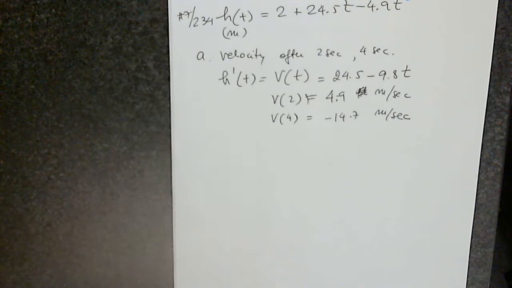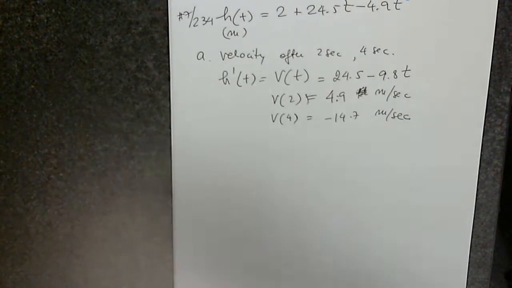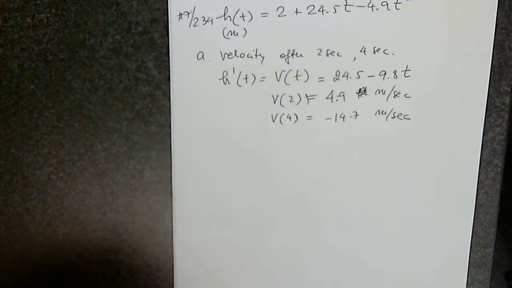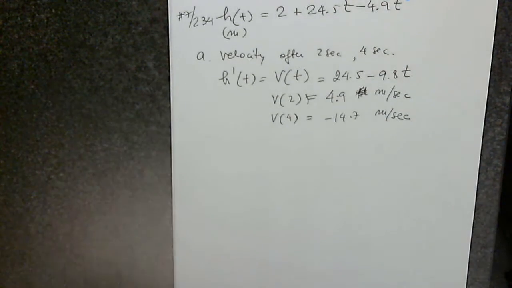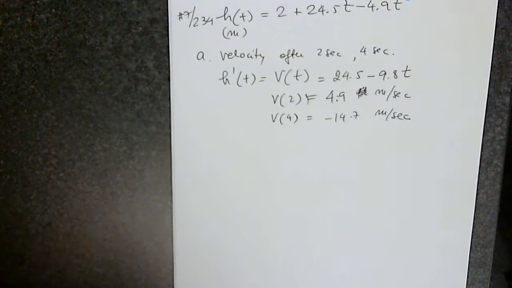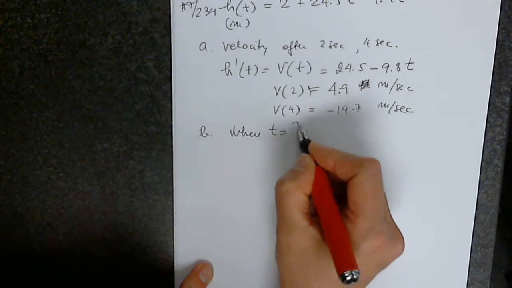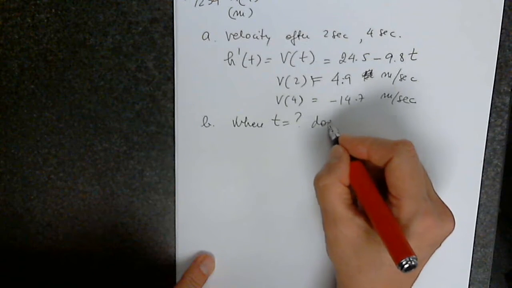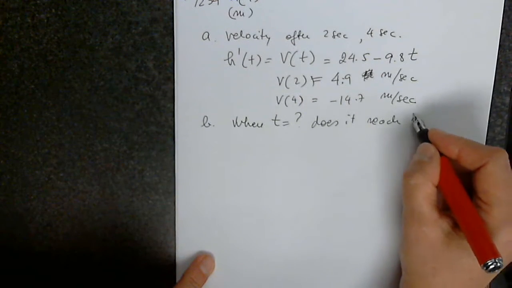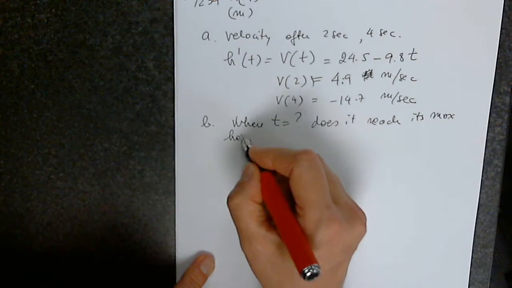Does this mean that the velocity is negative? No, it means that, depending on what you consider positive and negative, it's just the direction. So I could consider this direction positive and then this direction negative, but it doesn't mean that the velocity is negative. Just this direction of the velocity. When does the projectile reach its maximum height? So in part B, when, which means t equals what, does it reach its max height?